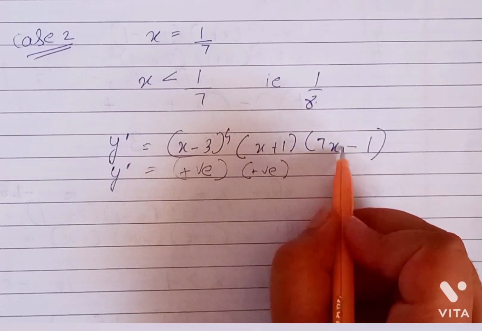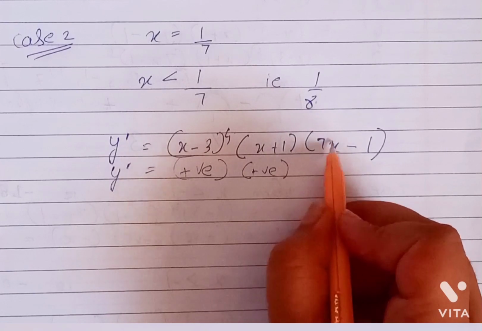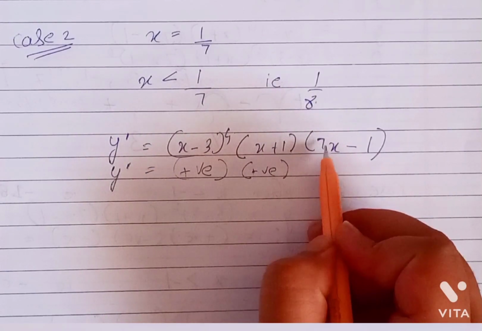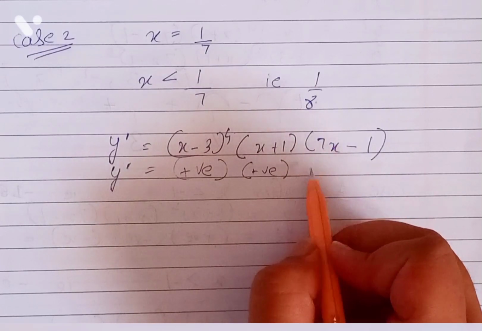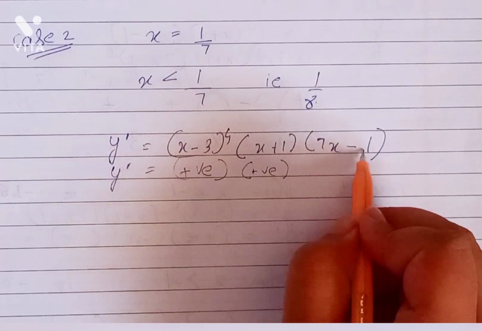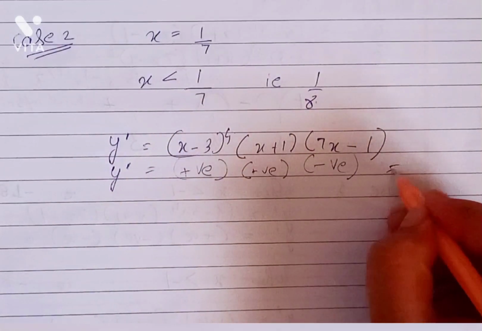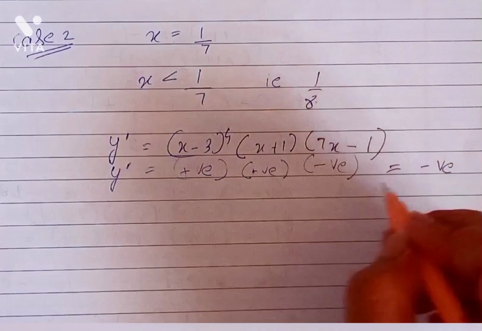Why? This will be less than 1. This thing means 7 into 1/8, so 7/8, which is less than 1. That is something like 0 point something, which is less than 1. So it will be negative. So in whole it's a negative quantity.